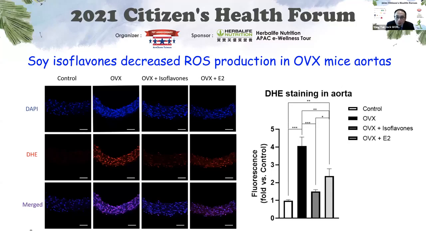Here, we stained aorta with dihydroethidium, DHE, and monitored the DHE oxidation-derived fluorescence by confocal microscopy. The red fluorescent intensity is correlated with ROS production. As shown in the left micrograph, the red fluorescence was stronger in OVX aorta compared with control groups, while the soy isoflavones group generated much less fluorescence. The histogram on the right is the summary of 3 repeated experiments, which in all indicates that soy isoflavones decrease the ROS production in ovariectomized mice aorta.